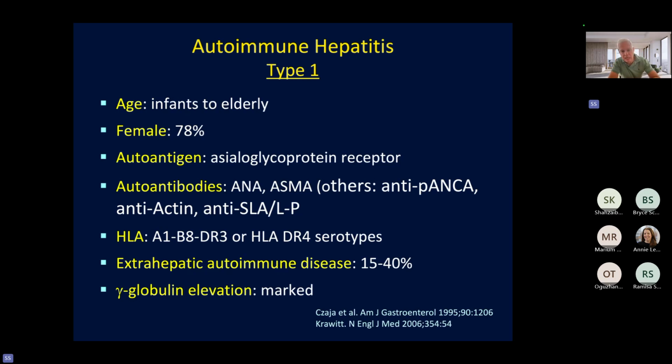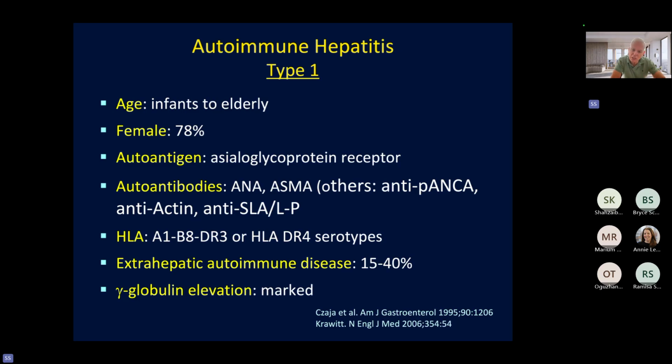So what about the types? The type that you are most likely to see in most patients will be type 1. Type 1 hepatitis will appear at all ages from infancy to the elderly. Again, females account for 78% of patients.